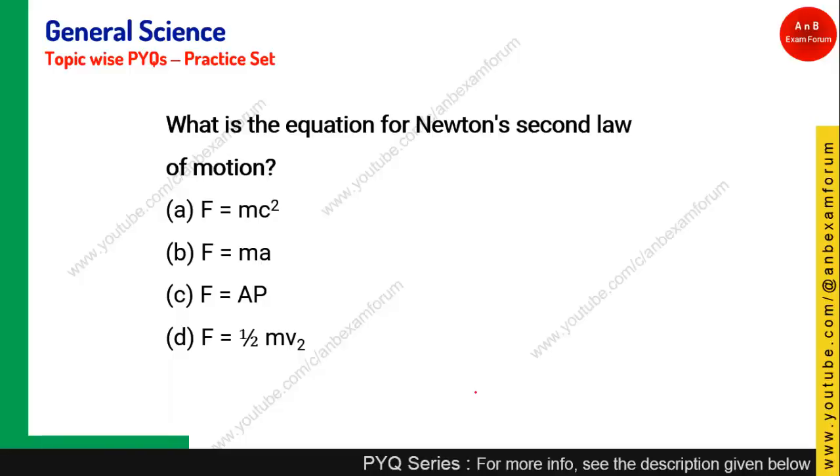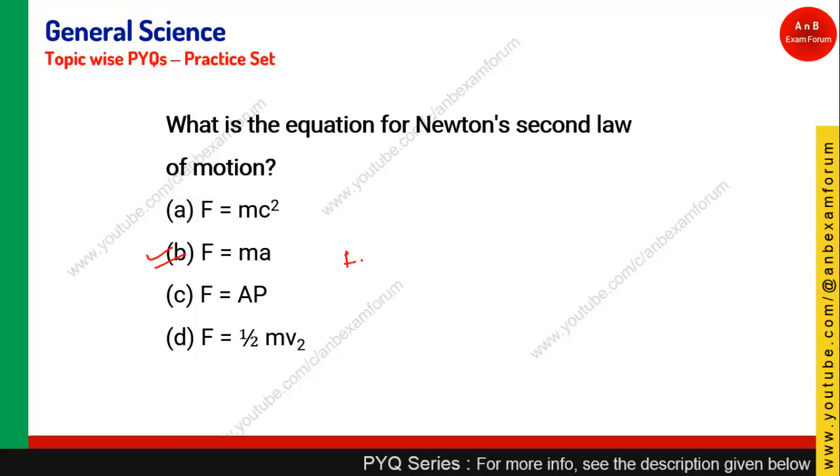The next question: what is the equation of Newton's second law of motion? There are two equations. The first one is F equals ma, the second one is F equals dp by dt. If you solve it, p is mv, so F equals d(mv) by dt. Since m is constant, you take it out. dv by dt is what? It is change in velocity with time, that is acceleration. So F equals ma. Either F equals dp by dt or F equals ma, both are the same.